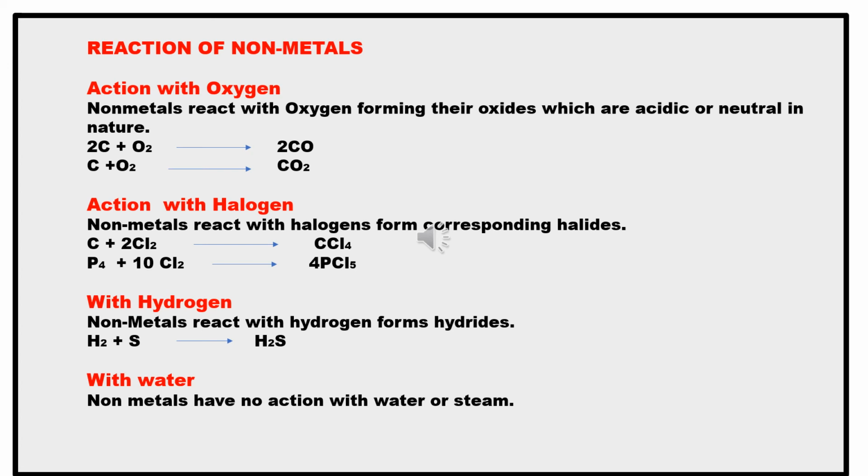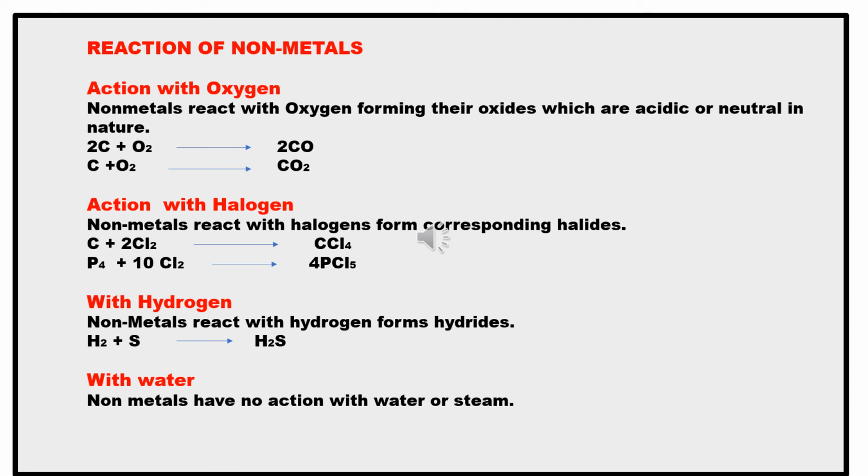For example, carbon when it combines with oxygen can form carbon monoxide or carbon dioxide. If the amount of oxygen is more, it forms carbon dioxide. If the amount of oxygen is less, it can form carbon monoxide. Both carbon monoxide and carbon dioxide are acidic oxides.